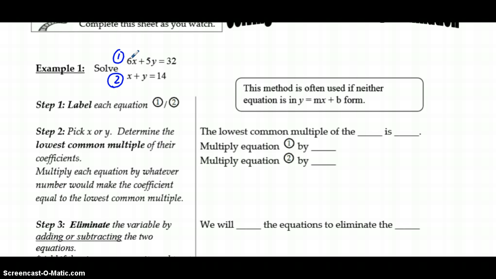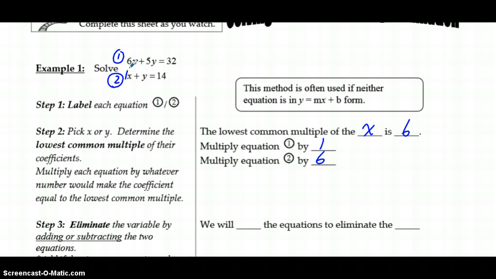I'm going to look at the coefficients of my x terms, and I have 6 and 1. I have to find the lowest common multiple for the x terms. The lowest common multiple between 6 and 1 is 6. Equation 1 already starts with that number, 6, so I'm going to multiply equation 1 by 1. Ultimately, I'm going to do nothing to it, because when we multiply by 1, nothing changes. Equation 2, I'm going to multiply by 6.